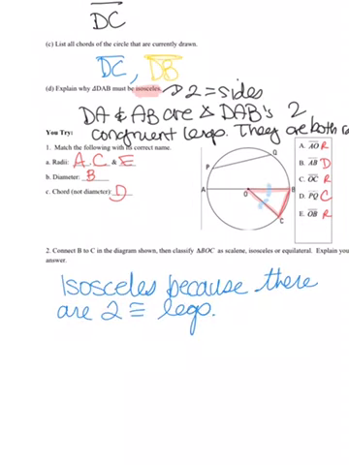Okay. Triangle COB is going to be isosceles because there are 2 congruent legs.